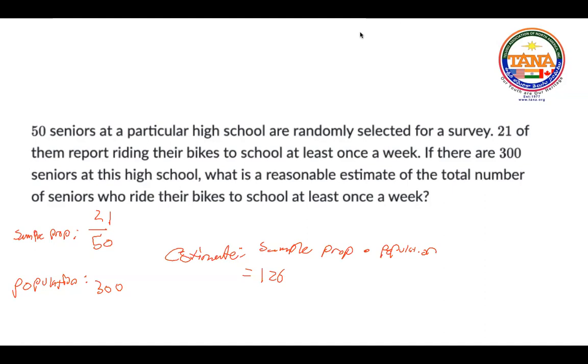Does anyone else have any questions about why it's 126 and not some of the other answers that were given? Yeah, Karen, you could do it my way, or you could write the equation as 21 over 50 equals x over 300, because in essence that's the same thing, since you're multiplying by 300 on both sides. And that is literally just estimate equals sample proportion times population. But yes, this is a reasonable way of doing this.